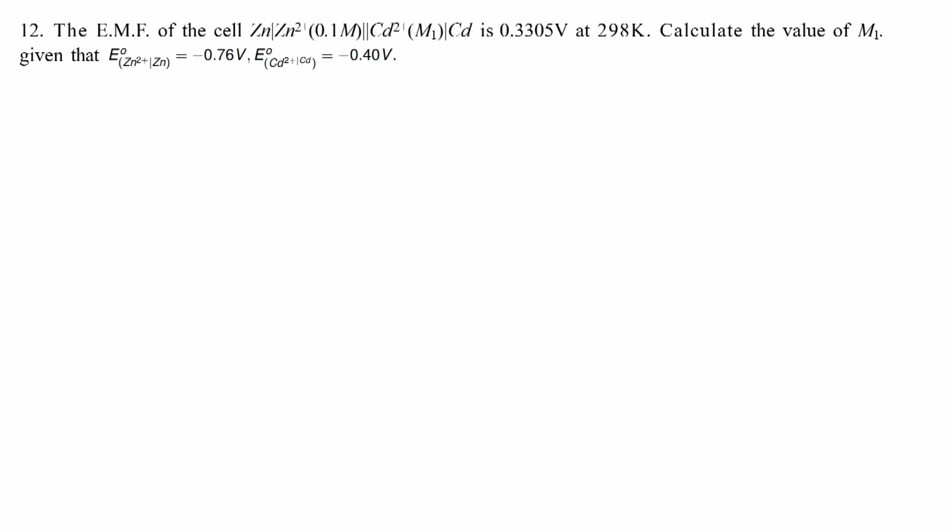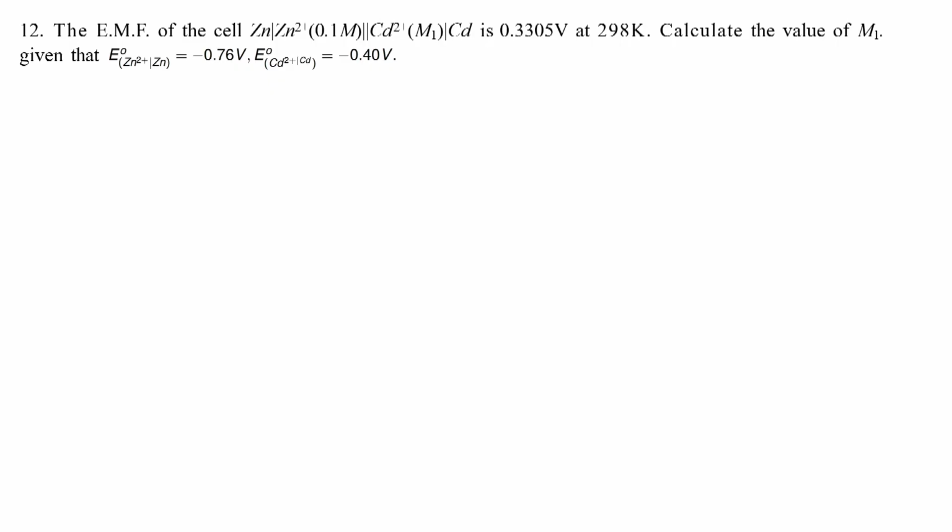Next we discuss problem number 12. It says that the EMF of the cell Zn, Zn2+ and Cd2+, Cd is 0.3305 volt at 298 K. Calculate the value of M1, given the E naught values. So the E cell is given and the reduction potential values are given for both electrodes. We need to calculate the concentration of cadmium 2+ at the cathode.